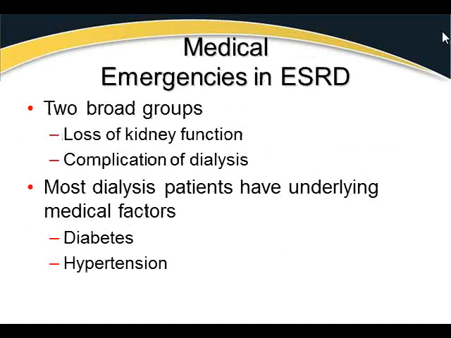So medical emergencies for end-stage renal disease fall into 2 broad groups: loss of kidney function and complications of dialysis. Most dialysis patients have underlying medical factors: diabetes, hypertension, cardiac disease, lung disease. Many of these people have issues with this. So when we're talking loss of kidney function, in most cases we're called on days in between dialysis, because the day that they get dialysis, their body's actually fairly stable in the sense of waste products and in the sense of fluid balance.